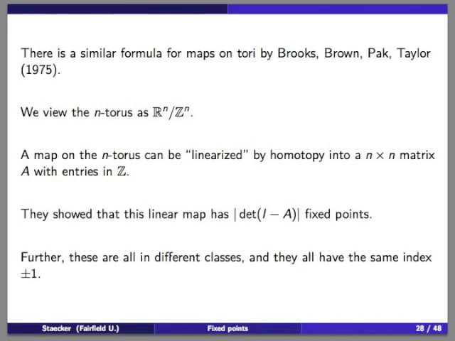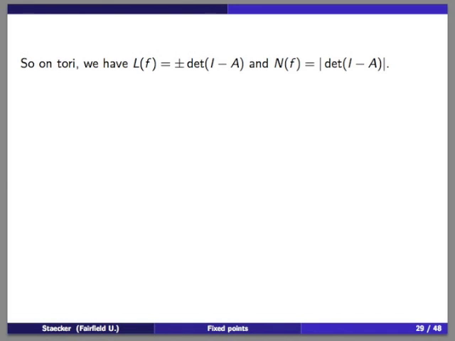Furthermore, all of the other things that I said before are also true in this case. All those fixed points are in different fixed point classes, and they all have the same index, either +1 or -1. And so on tori, we have this formula for the Lefschetz number, and the Nielsen number is the absolute value of the determinant of I minus A. So again, the Nielsen theory on tori is pretty straightforward. I mean, at least you can work it out into nice formulas.